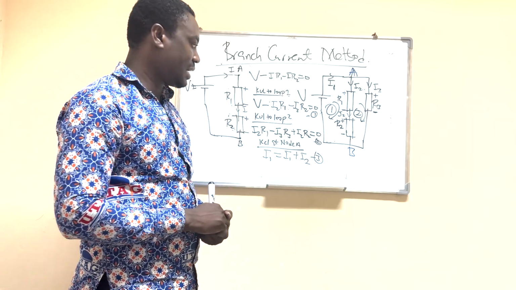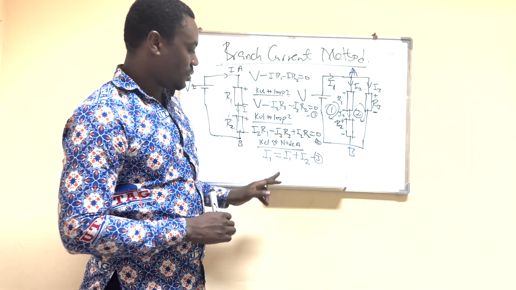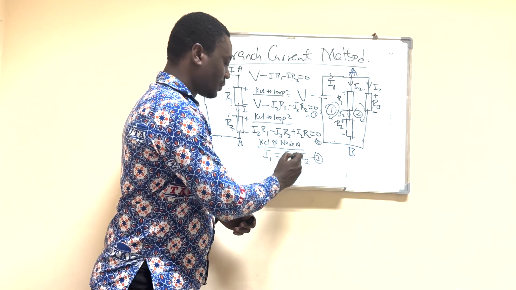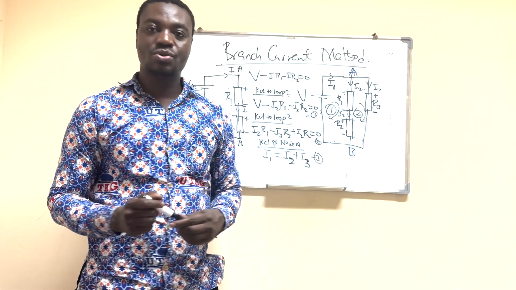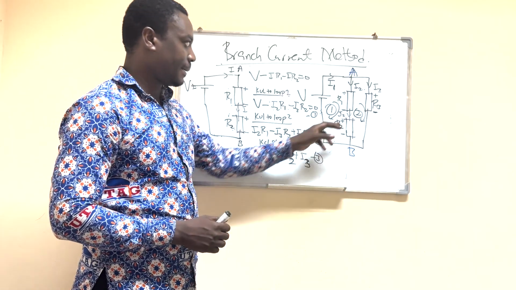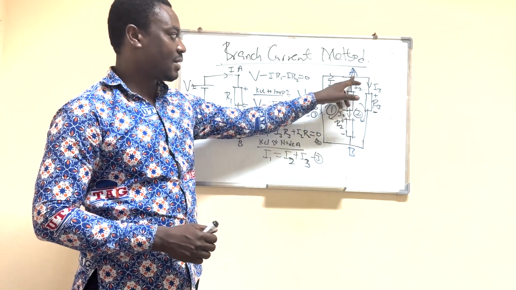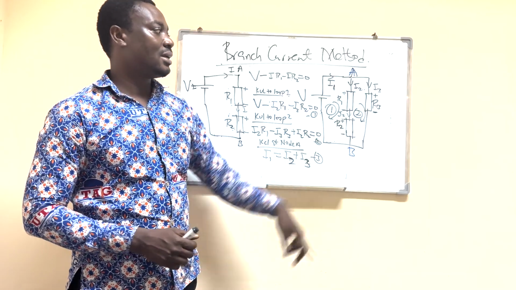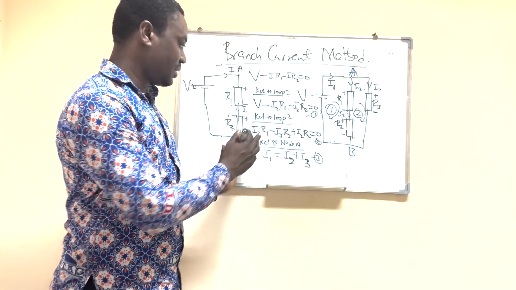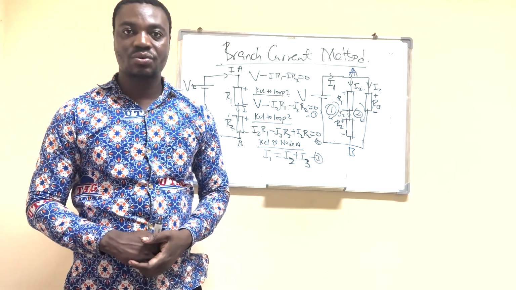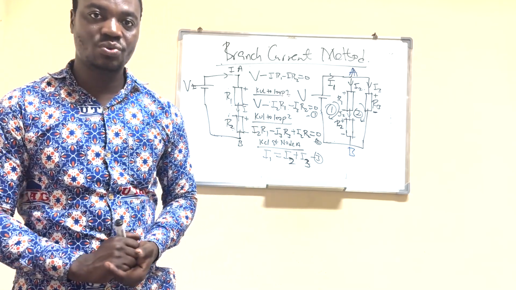And then when you do that, you get this equation: I1 equals I2 plus I3. Here, this is our node A. So at this node A, I1 is entering and I2 and I3 are leaving. So this will give us the equation. Now you can solve for these equations to get I1, I2, and I3.